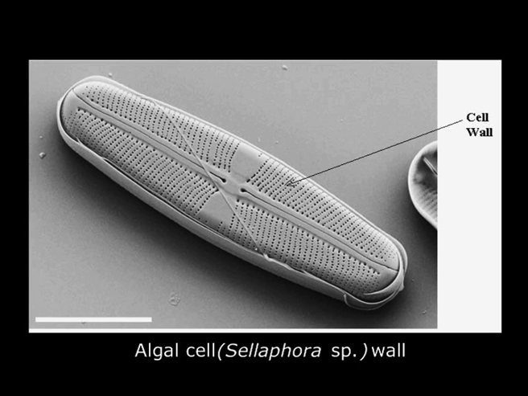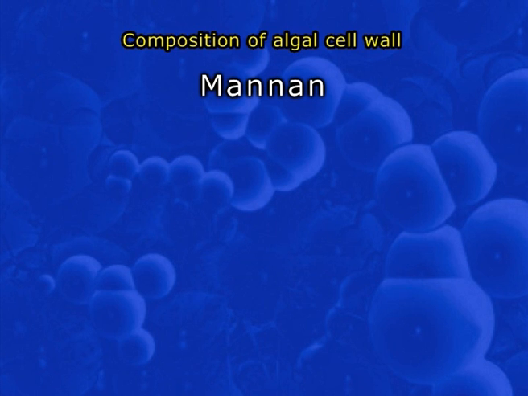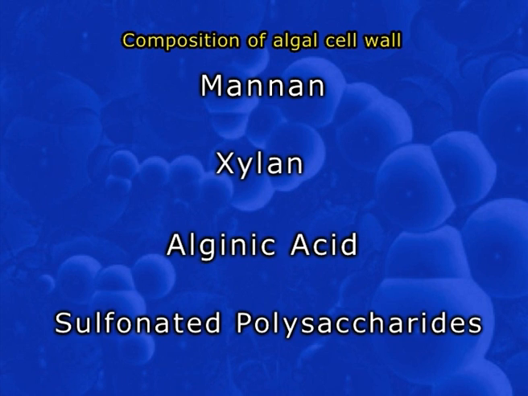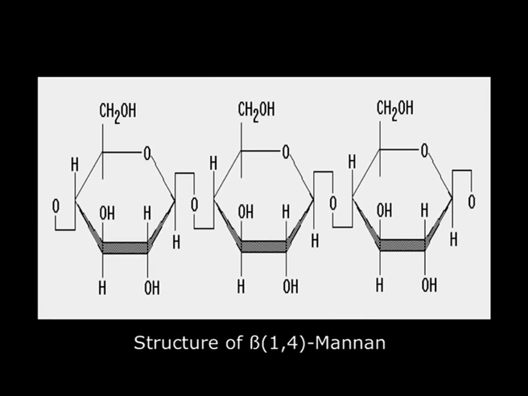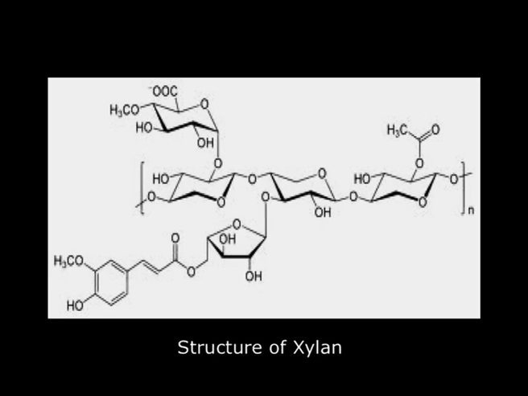When we are talking about the composition of the algal cell wall, it consists of several structures like mannan, xylan, alginic acid, as well as sulfonated polysaccharides. Mannan is made by mannose residues, so the mannosyl residues are arranged together. Xylans are polymers of xylose residues found in red algae as well as brown algae.